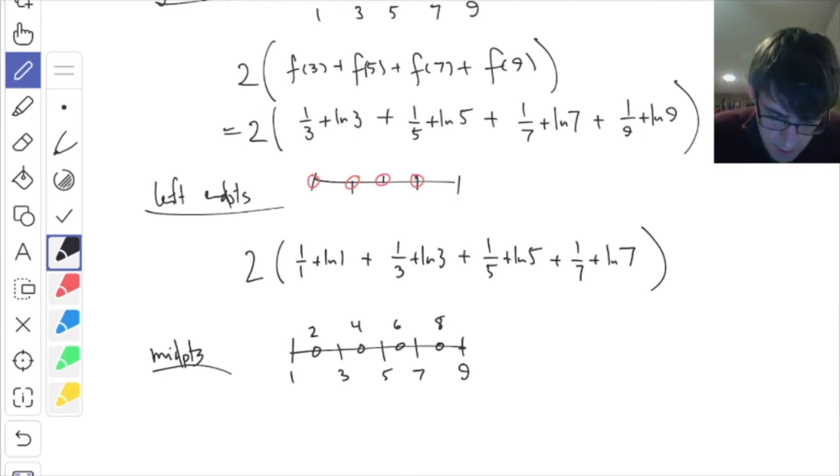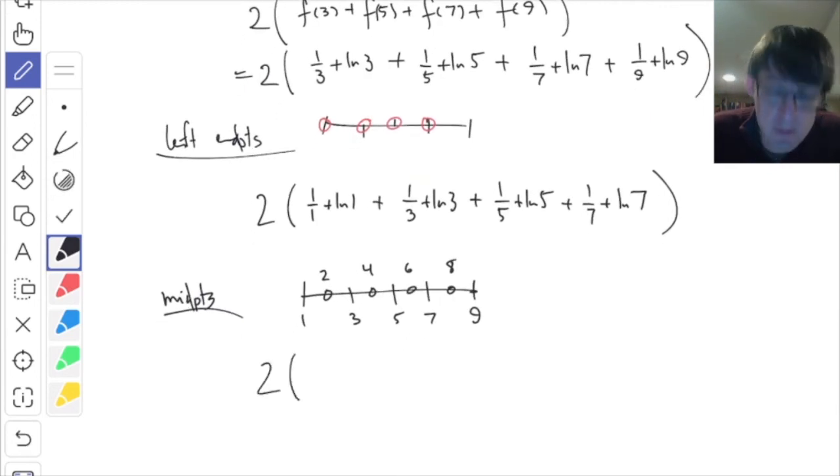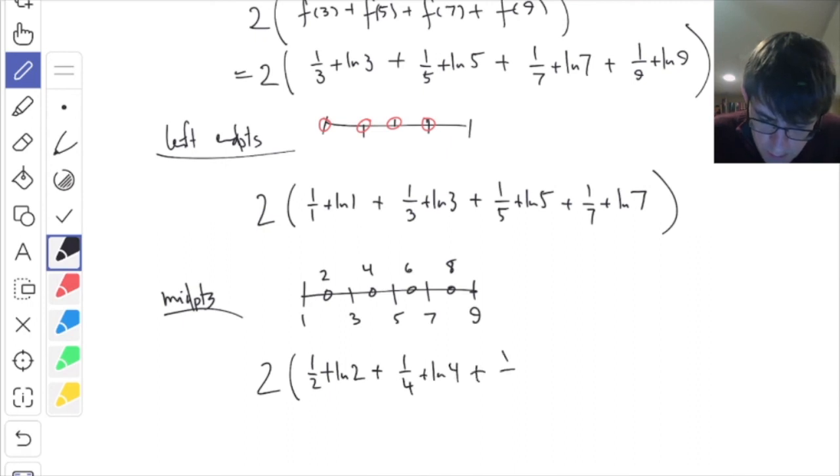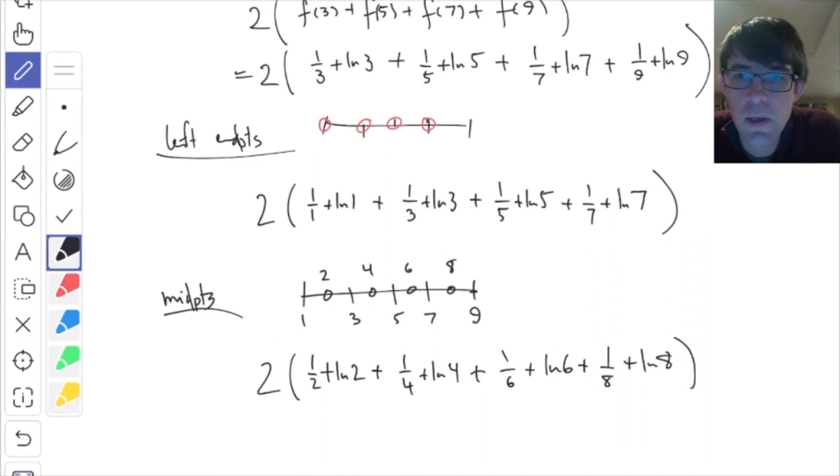We get 2 on the outside. The 2 on the outside, remember, is the delta x, which is still 2. These intervals have width 2. And then I go 1 over 2 plus ln 2 plus 1 over 4 plus ln 4 plus 1 over 6 plus ln 6. And finally 1 over 8 plus ln 8. That's the midpoints.